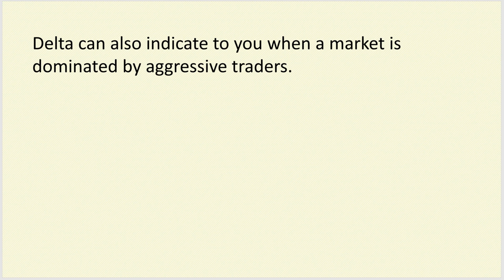Now, delta is going to indicate when a market is dominated by aggressive traders. Like I said, positive delta is aggressive buyers and negative delta is aggressive sellers. This is going to be important once you start putting it together with the context of the market. For some reason, traders like to lose track of context. They often take a signal based on an indicator, and they don't take it in the context of what the market is doing overall.